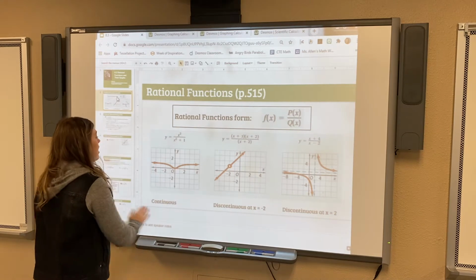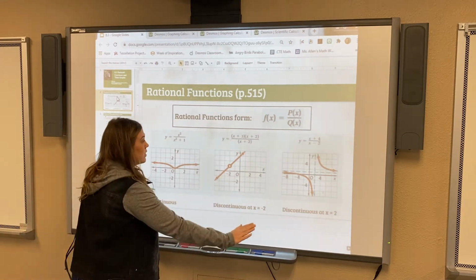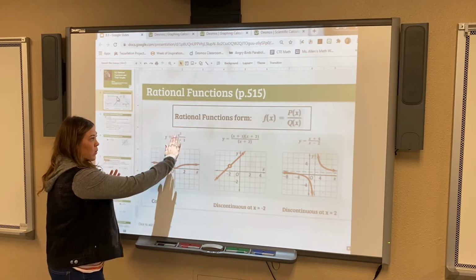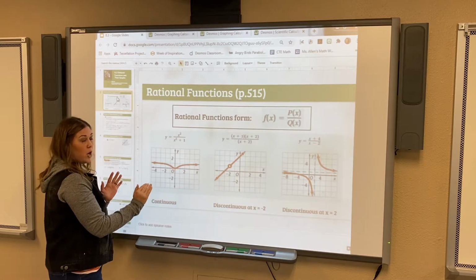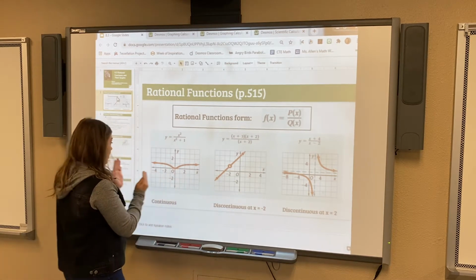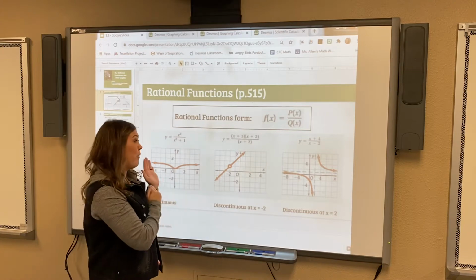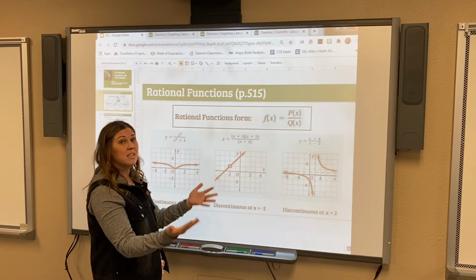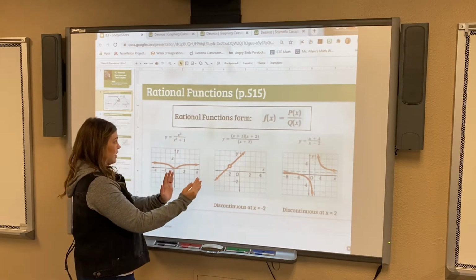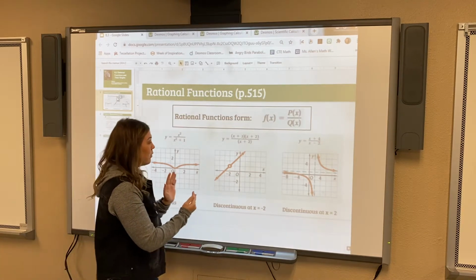So we have continuous and discontinuous. Continuous looks like this. We have x squared over x squared plus 1. From left to right it is a continuous graph. There are no holes, there are no asymptotes. It is what it is. It's a continuous graph. Now we have discontinuous.